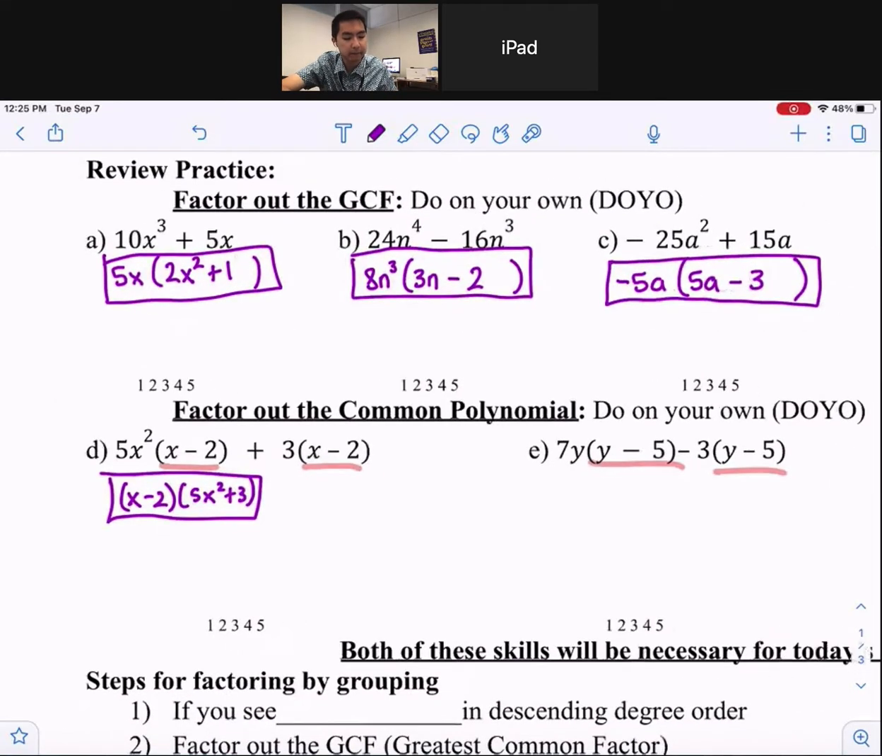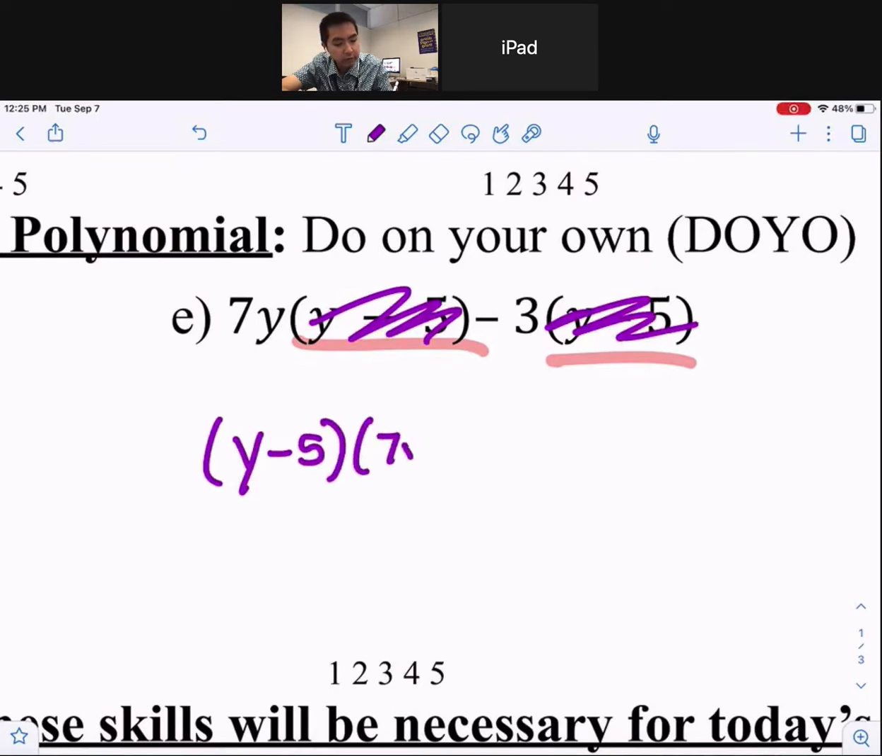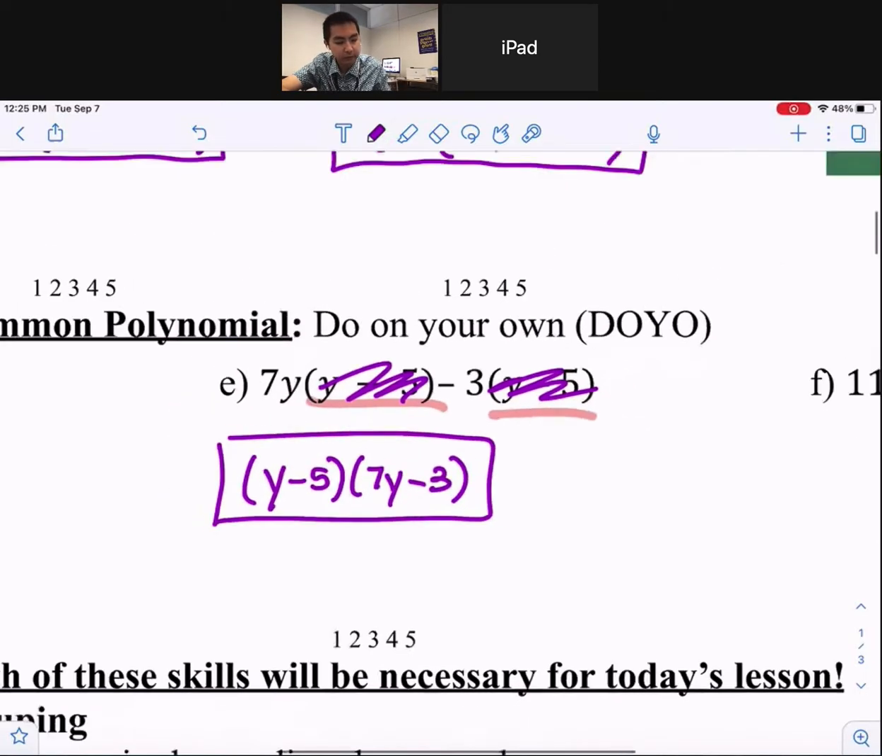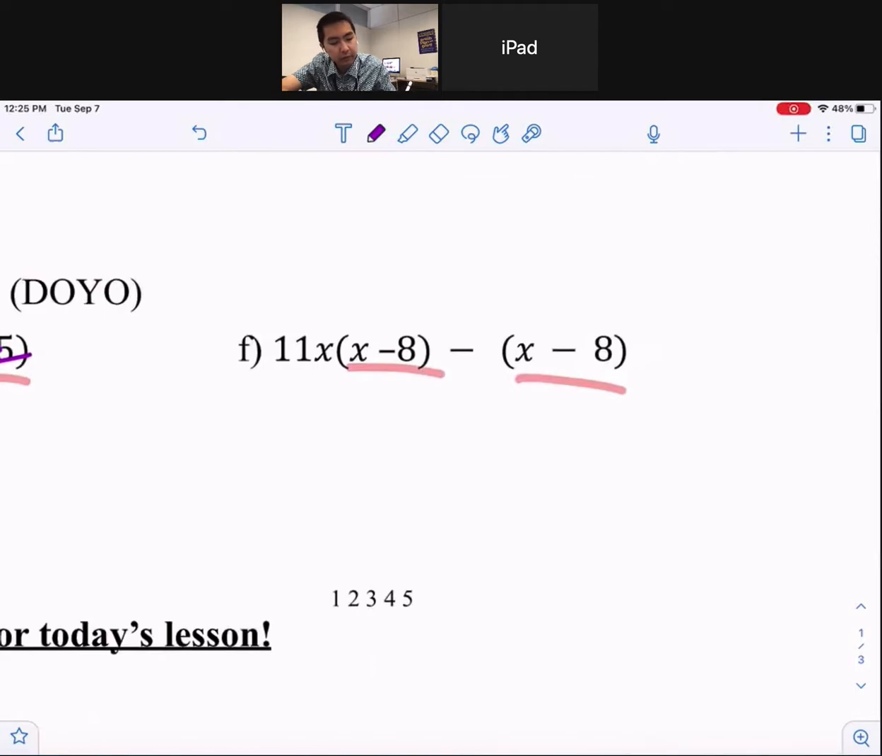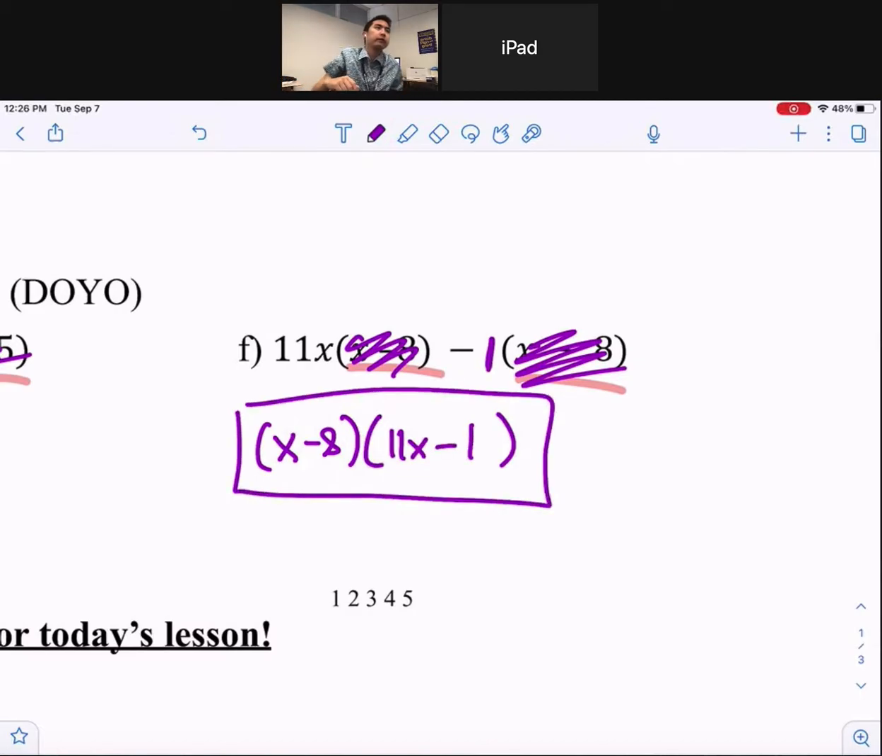Let's take a look at E. They both have y minus 5. So factor out a y minus 5 from both of them. And then what's left over? 7y minus 3. F, they both have x minus 8, so we're going to factor out an x minus 8 from both of them. Then what's left is 11x, and this is really a minus 1. So x minus 8 times 11x minus 1.